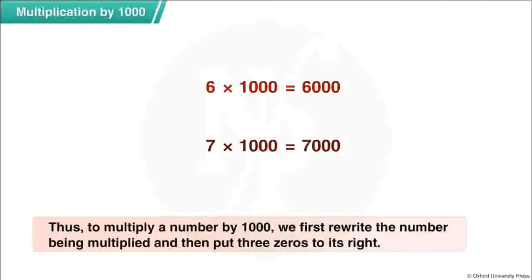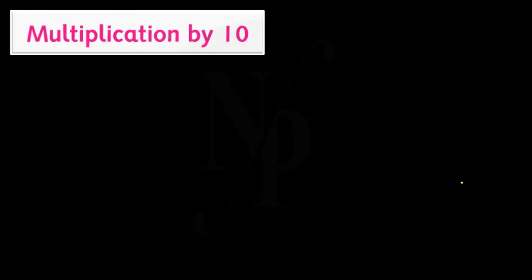Thus, to multiply a number by 1000, we first rewrite the number being multiplied and then put 3 zeros to its right. Dear children, we have understood now the multiplication by 10, 100 and 1000. Let's now take one example for each of these.